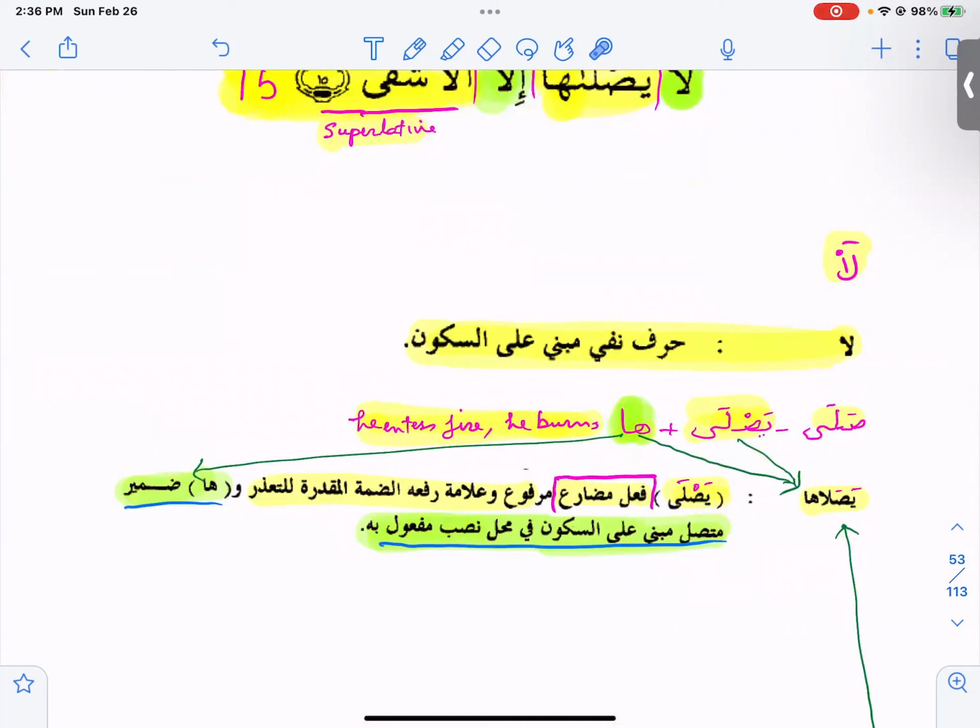Now we come here. La hafun nafin. Abhinala sukun. That's good. Salla yasla. Salla means he enters fire, he burns. Both meanings are correct. But I usually prefer to say enters, to be a little soft on people. Yasla ha. Ha will go to most probably the fire. Yasla ha. Fe'lun mudariyun marfun alamatu rafi dammatul mukaddara. Dammatul mukaddara. Where is the dammatul mukaddara? Yasla.